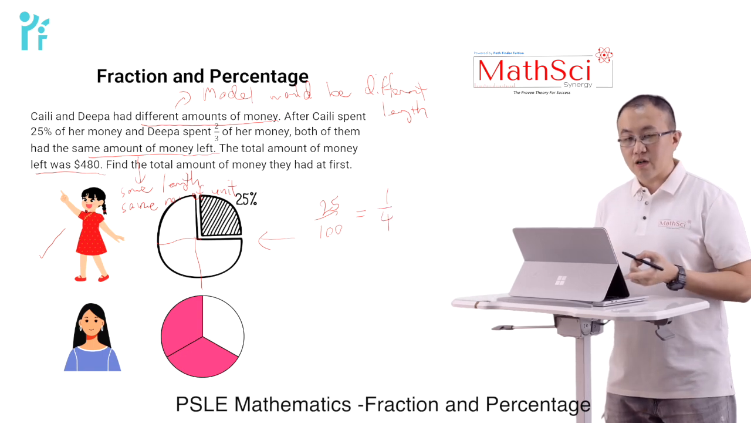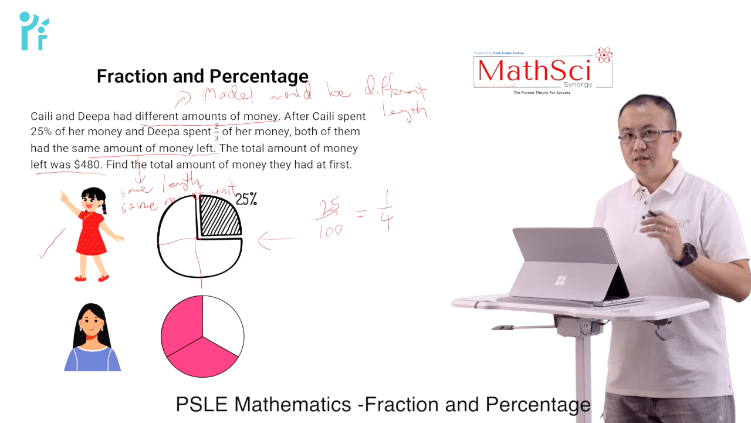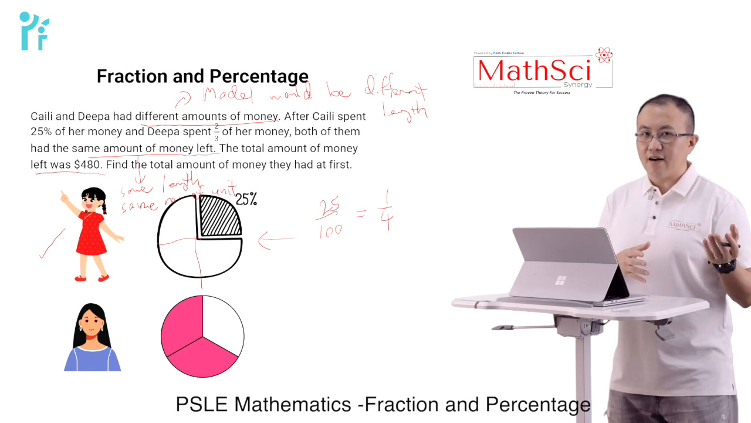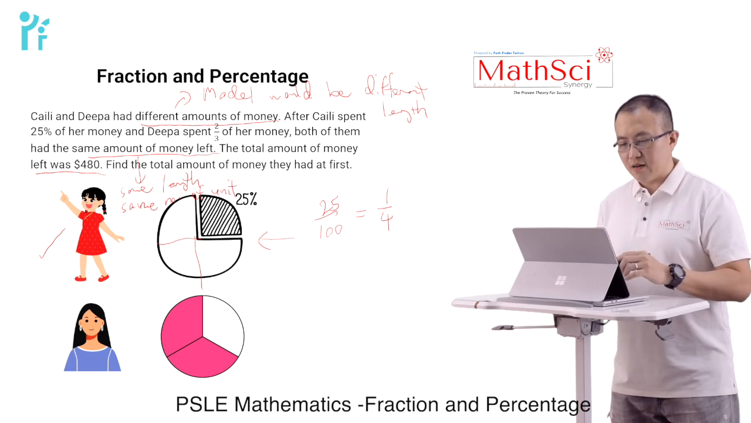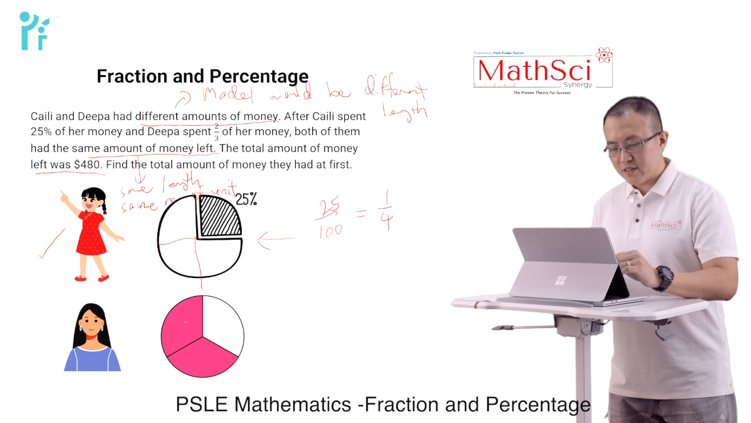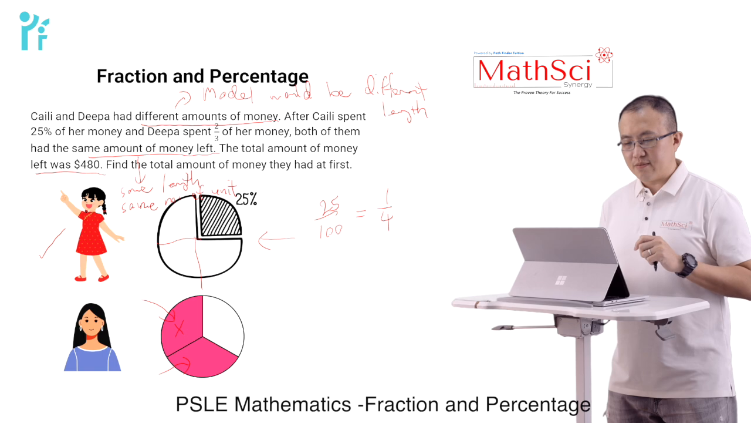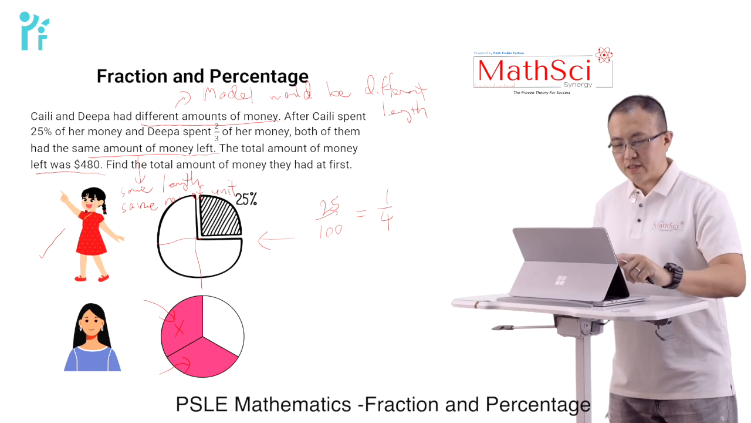Then when we talk about Deepa, 2 out of 3 is basically more than half. So it's more than half. It's about 2 pieces. Okay, 1 piece, 1 piece, 2 pieces, then 2 out of 3. Okay, let's move on to the next page now.